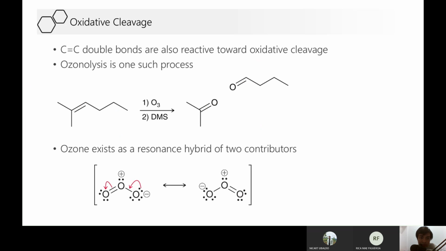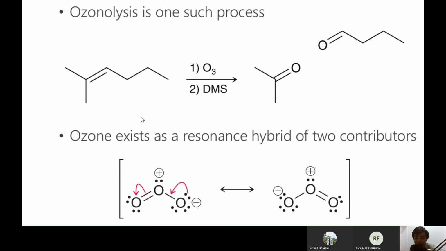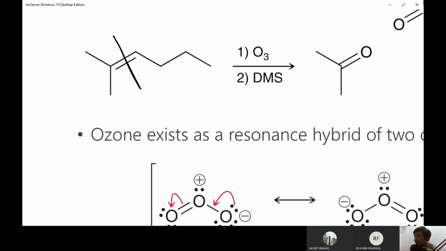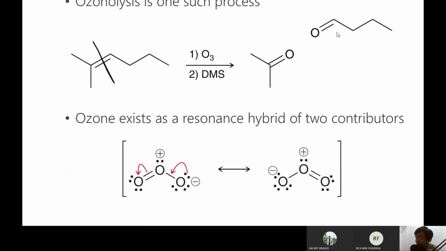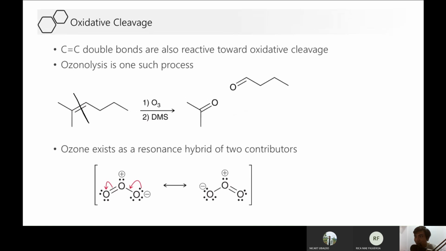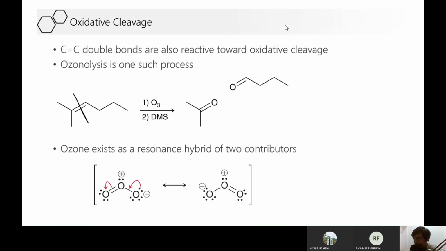Next one, we have the oxidative cleavage. In oxidative cleavage, the double bond is cut. This is my favorite, because to know the product, you just cut it and then put an oxygen on each end. You have your two products. This is my favorite reaction of alkenes because you just cut the double bond.